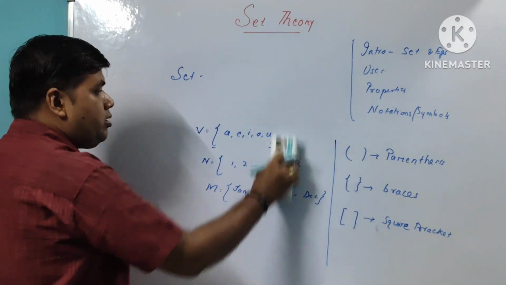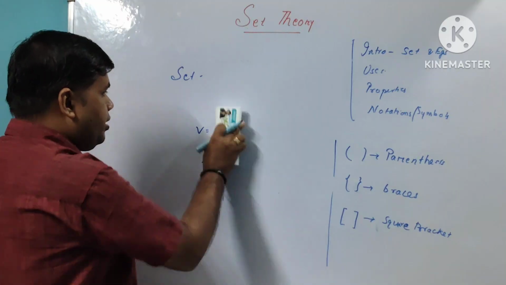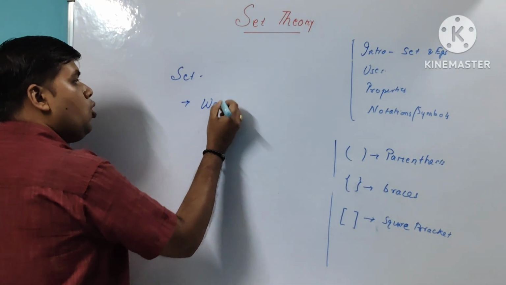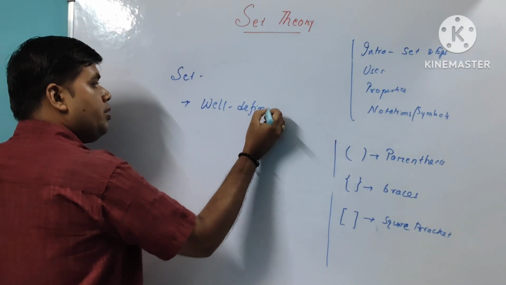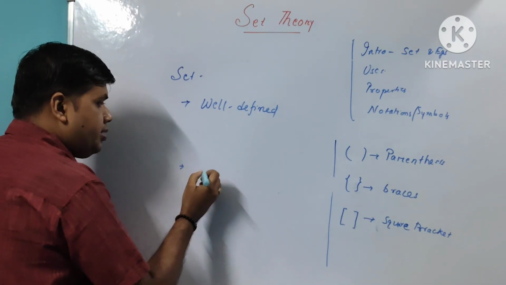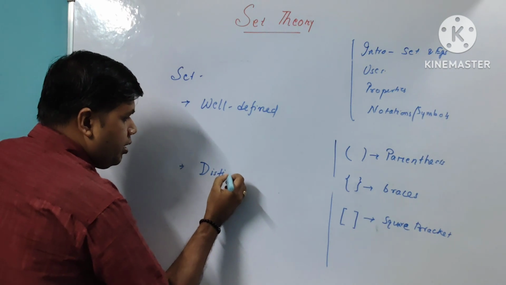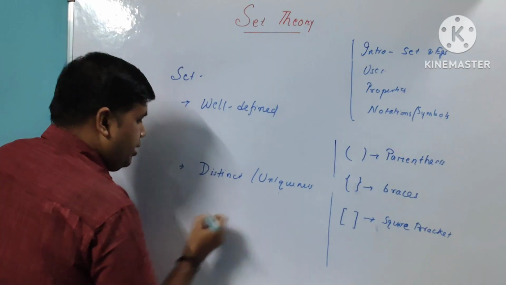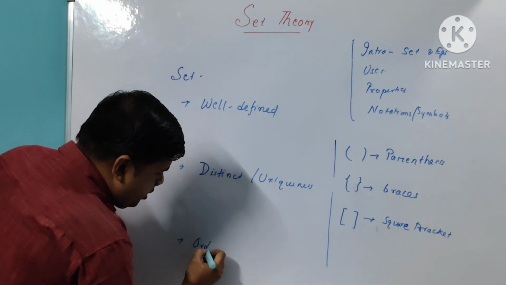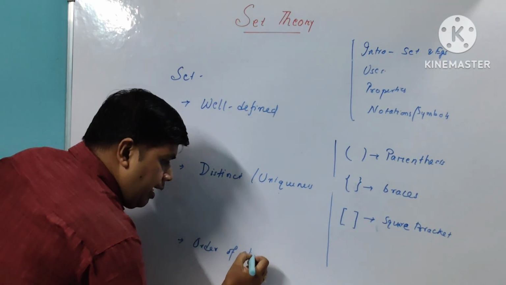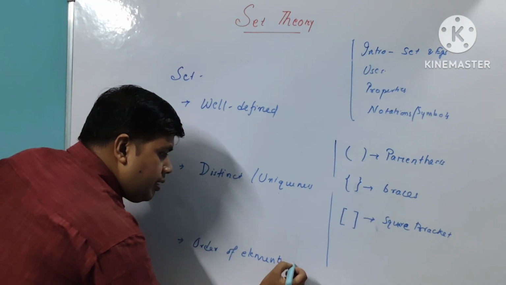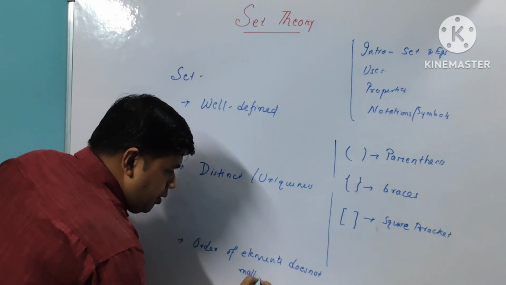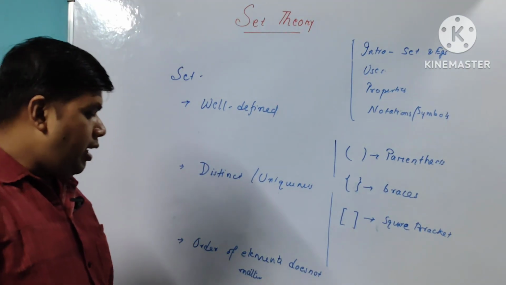Next we will look into the different properties of a set. There are three basic properties. One is well defined. Another is distinct, or uniqueness. And the third one is that the order of elements is insignificant, the order of elements does not matter.